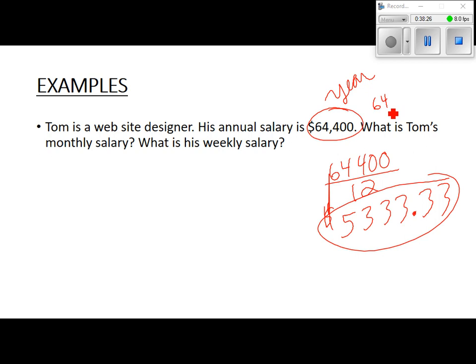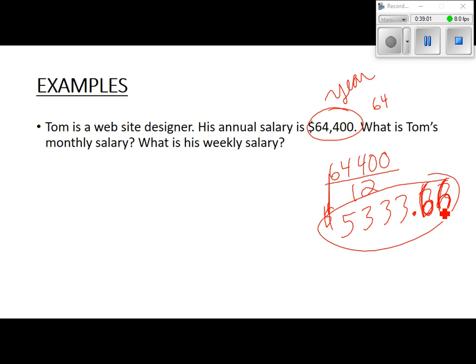What was 64,400 divided by 12? What is it? 5,366.66. Now times that by 12. Did it come out exactly 64,400? Yeah, if you didn't erase what you had on your calculator before. It came out like a penny short or something, didn't it?